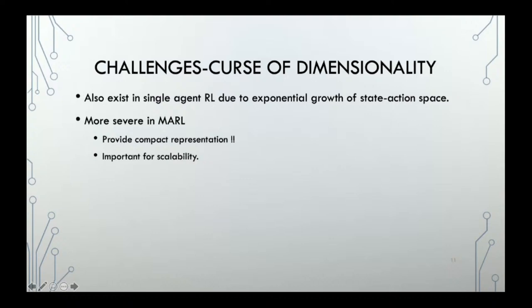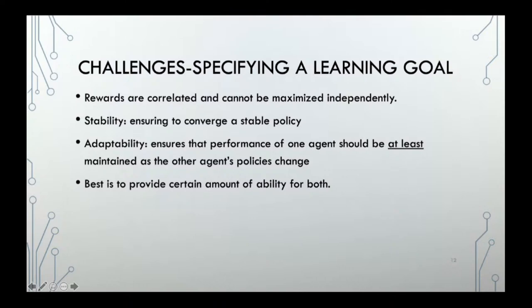Specifying a learning goal is also important, because the rewards of agents are correlated and, unfortunately, cannot be maximized independently. In the literature, there are three types of goals defined: stability, adaptability, and both. As the name suggests, stability ensures that agents converge to a stable policy. Adaptability ensures that the performance of one agent is at least maintained as the other agents' policies change, because all agents are learning simultaneously. But the best is to provide a certain amount of ability for both of these goals.